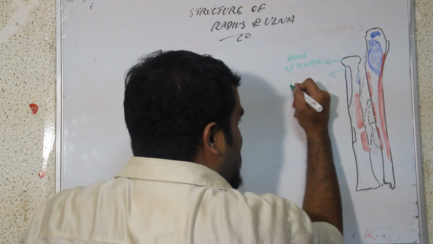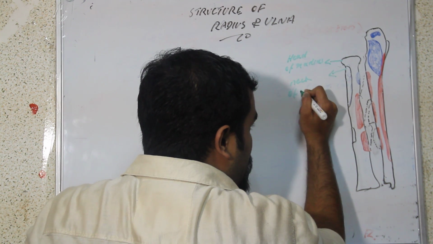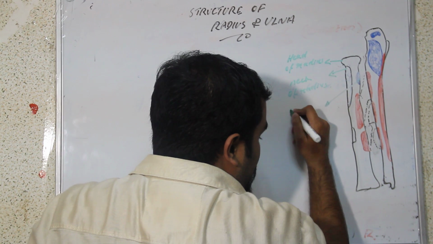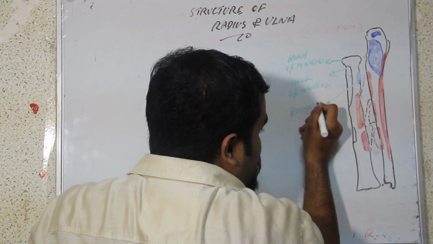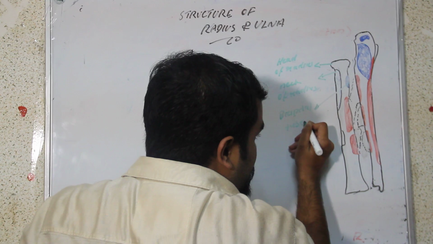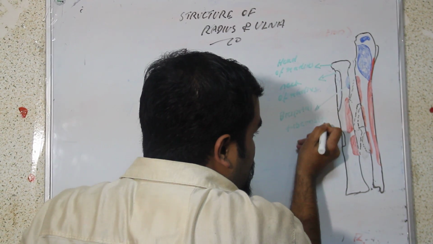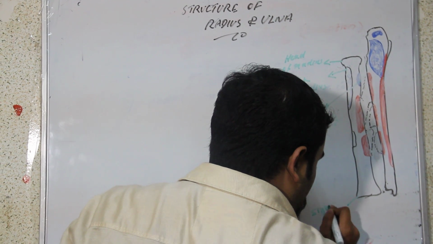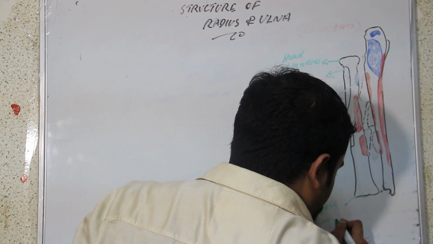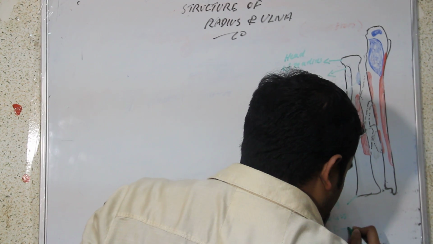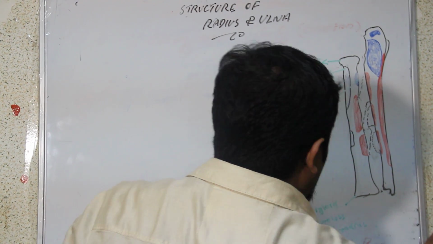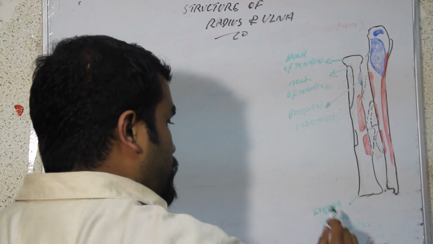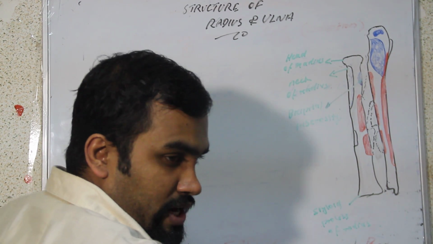Then this is the neck of the radius, and there is a bicipital tuberosity here. This is the styloid process of the radius. So these are the main structures: head, neck of radius, bicipital tuberosity, and styloid process of radius.